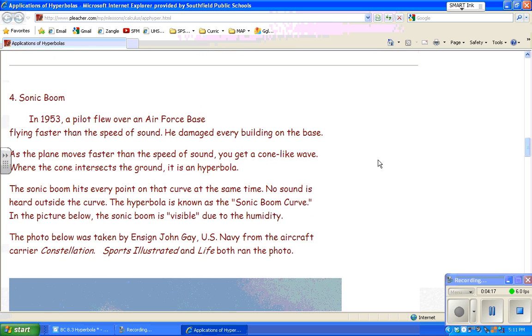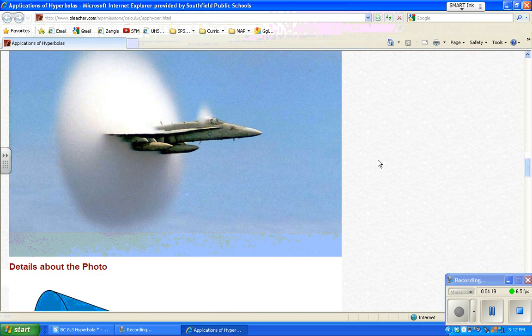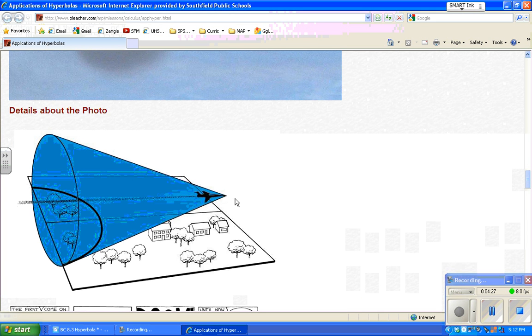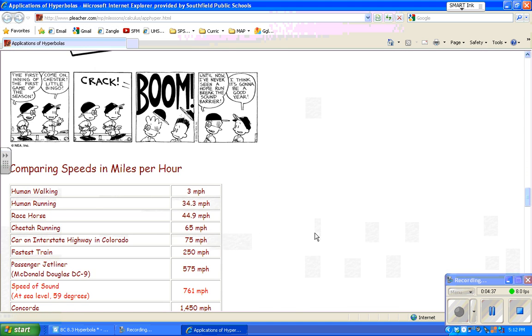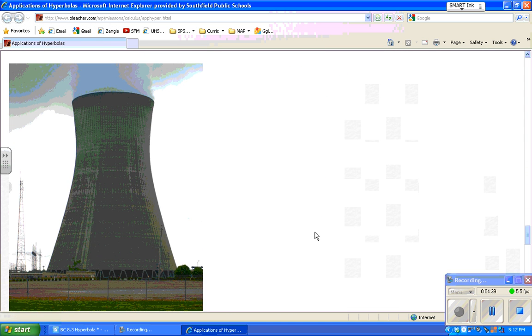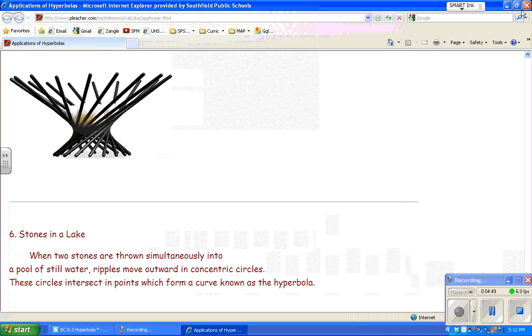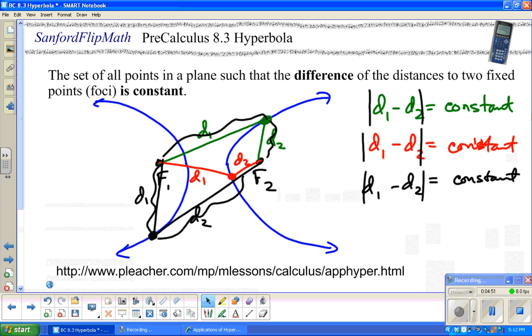I didn't know this: the sonic boom, the shape coming off of the back of an airplane. Here's a cone. Well, this makes sense really, because the cone is coming off the plane that's going at the speed of sound, and then if this is a flat surface down here, that slices that cone in the shape of half of a hyperbola. All right, well, that's enough of that. Oh, that's kind of cool. We have the shape of the nuclear power plant, kind of like down near Lake Erie. So, cool stuff. Okay, let's pop back and get some work done.